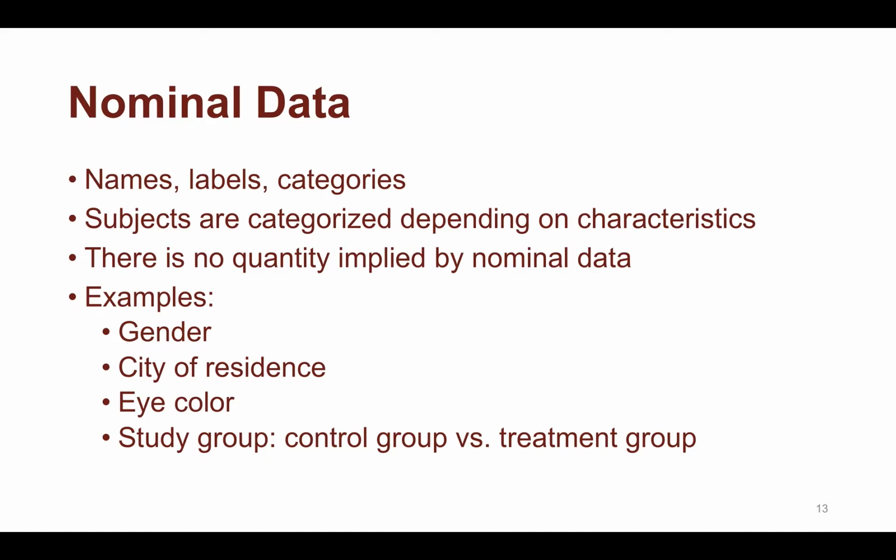So basically, purely categorical information, for example, gender, city of residence, eye color, study group, whether it's the control group or the treatment group, where there's just no numerical quantity implied by the data. So these are nominal data.